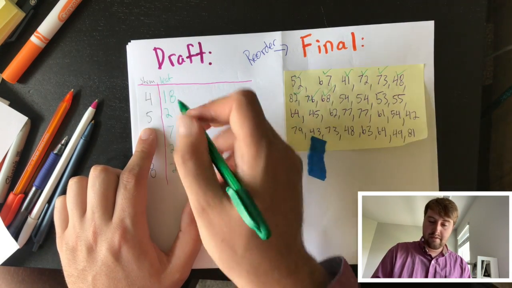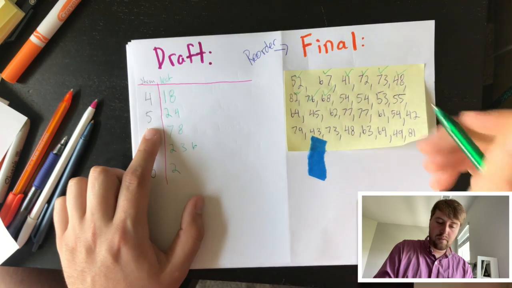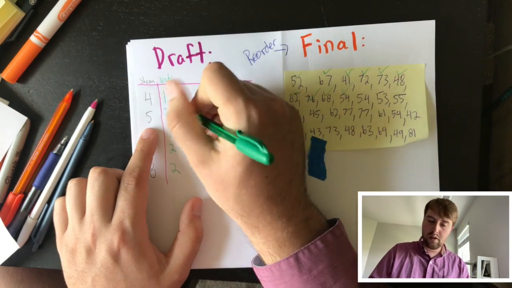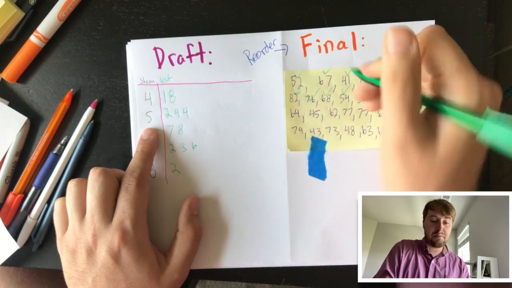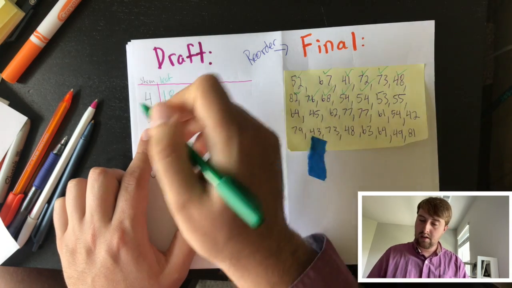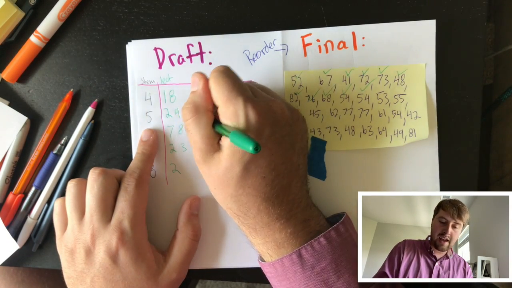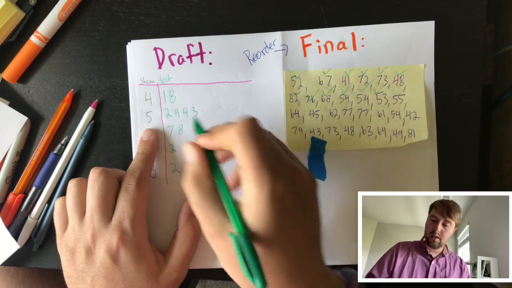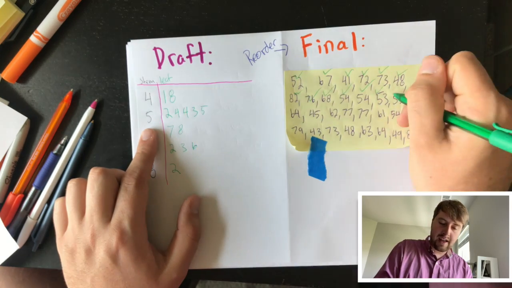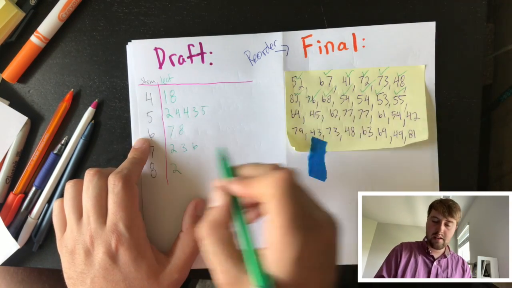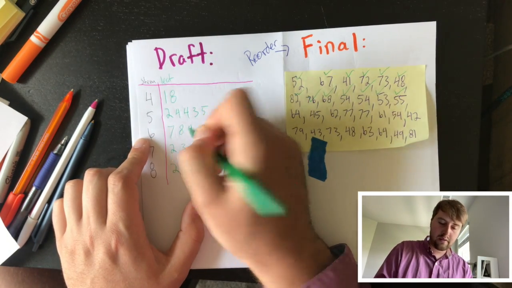Stem 5, leaf 4, 54. Oh, we've got another 54, so we've got to remember to put the second 54 there. Then we have a 53, so stem 5, leaf 3. Stem 5, leaf 5 for 55. Stem 6, leaf 4 for 64.